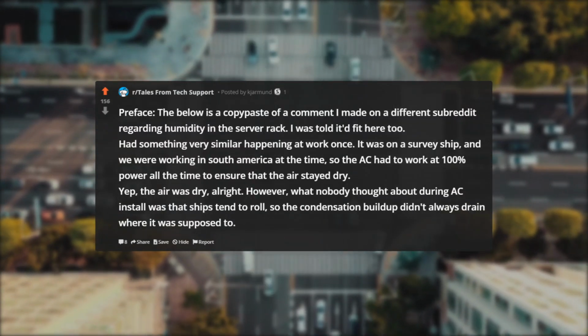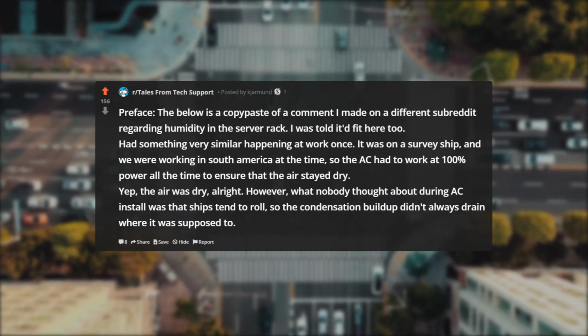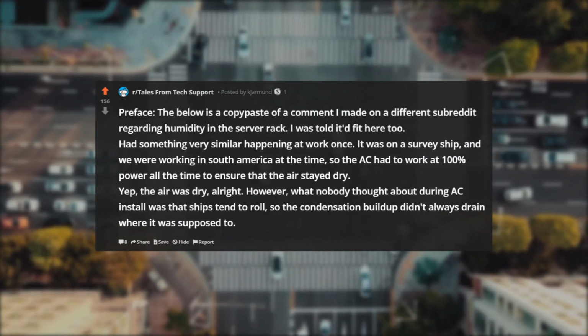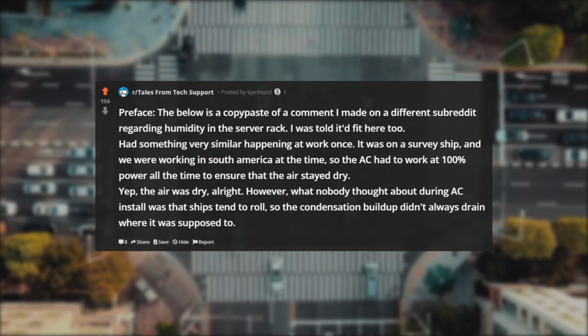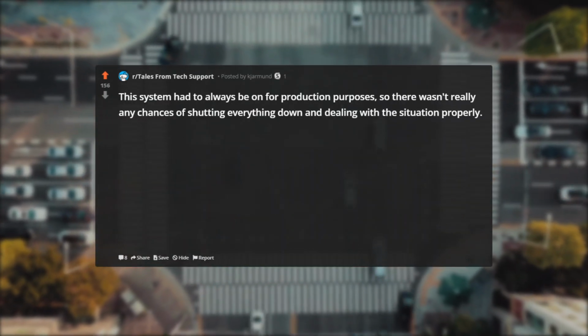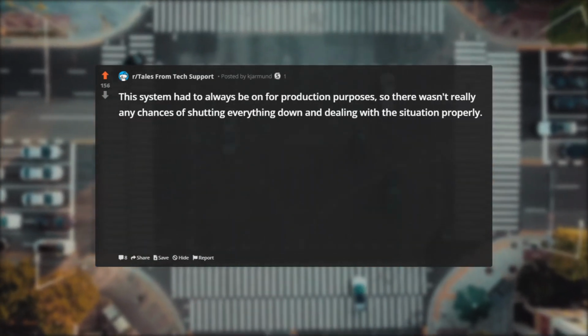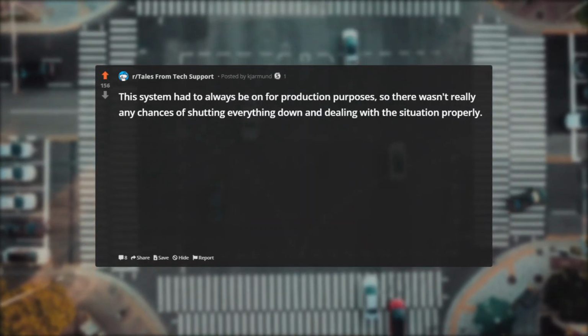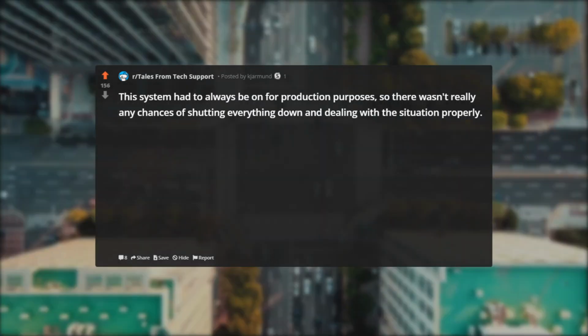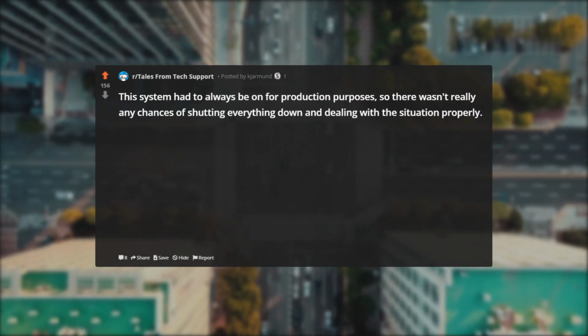However, what nobody thought about during AC install was that ships tend to roll, so the condensation buildup didn't always drain where it was supposed to. This system had to always be on for production purposes, so there wasn't really any chance of shutting everything down and dealing with the situation properly.